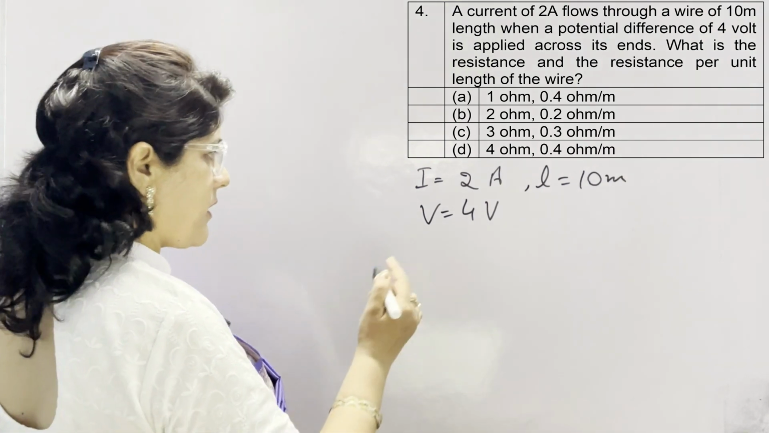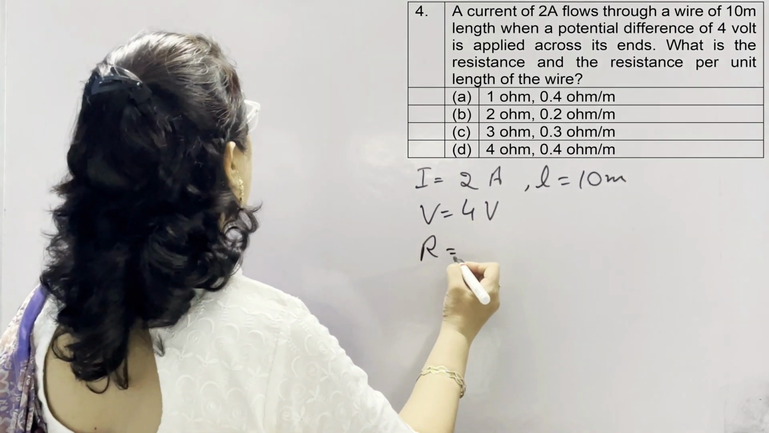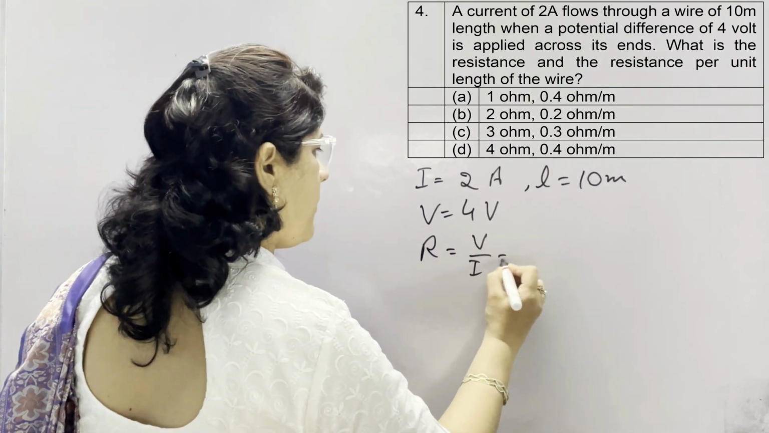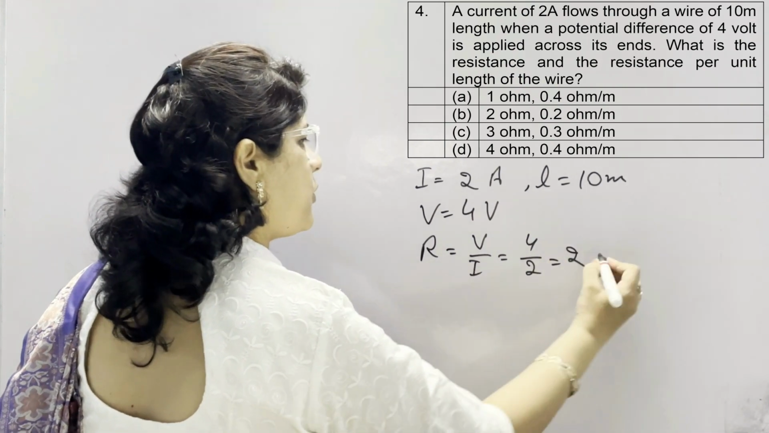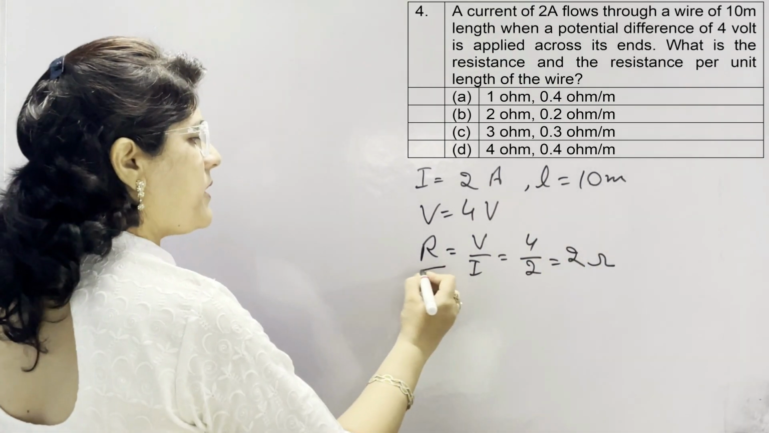So first we need to calculate resistance R. V is equal to IR. So R is equal to V upon I. V is 4 and I is 2. It means 2, and the unit of resistance is ohm. So 2 ohm is the resistance.